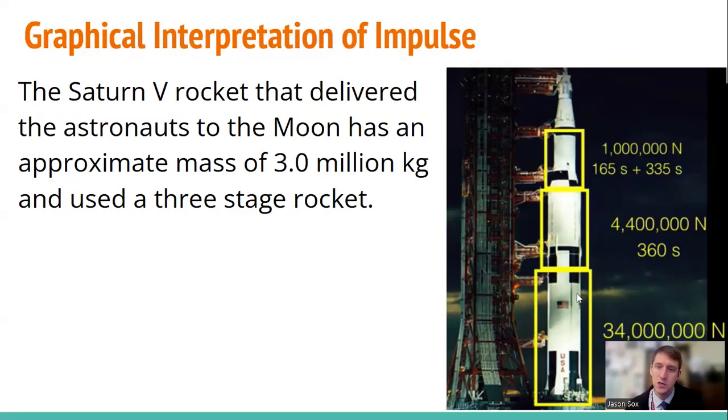There was a 3-stage rocket. So this is phase one. It broke off, and then phase two ignited. It broke off, and then phase three. And then way up here is where the astronauts were actually housed and staying as they orbited and got to the moon.